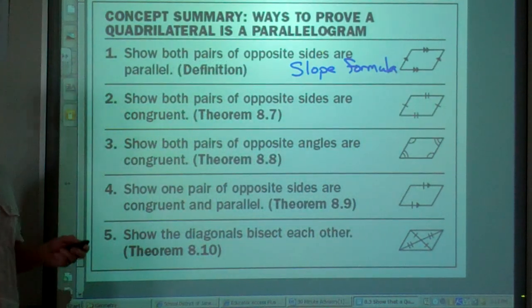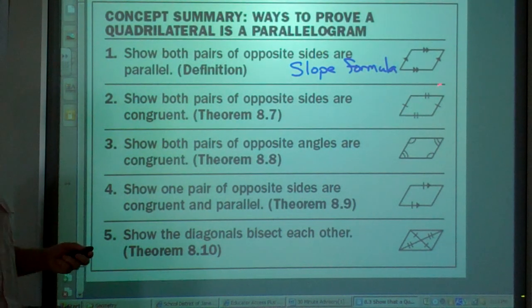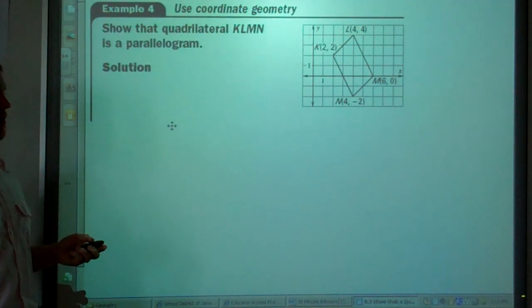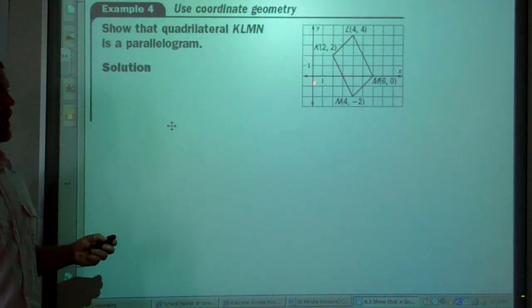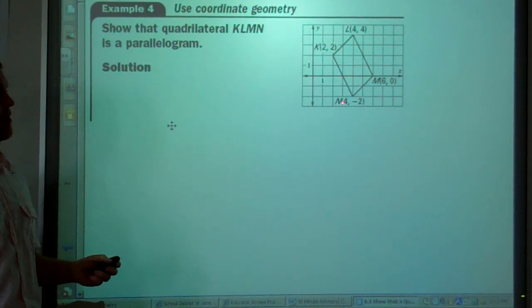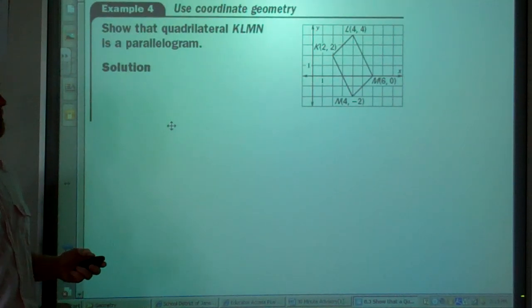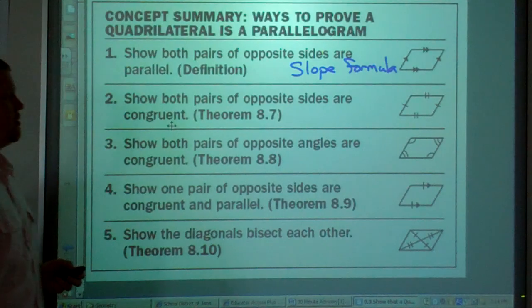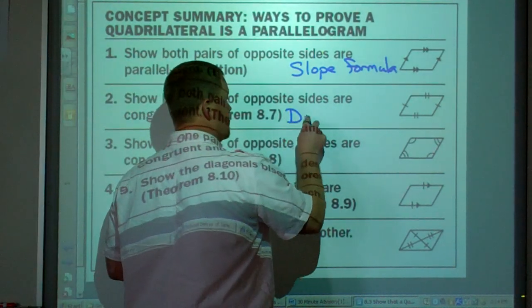Okay, and obviously those slopes would have to be equal. If we're going to show both pairs of opposite sides are congruent in this figure, how are we going to do that? How are we going to show that segment KN is congruent to segment LM? How segment MN is congruent to segment LK? Alright, we have segments in the coordinate plane. We're going to have to use the distance formula.